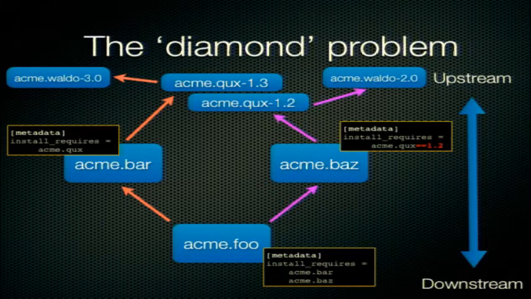So what packagelib does is it actually backtracks. It goes back and it says, well, hang on a minute, my requirement is more specific than your requirement, so I'm more important than you. So it goes back and it throws away, it unwinds that part of the dependency resolution. So it throws away acme.clux 1.3, and it throws away acme.waldo 3.0, and it starts back again at this side. So it picks up the slightly older version and a slightly older version of its dependency.